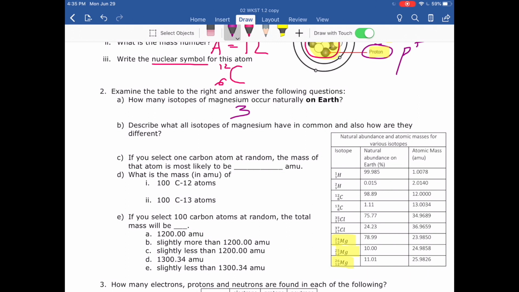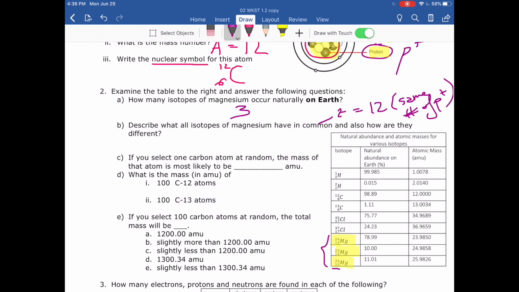As simple as that. The next one. Describe what all isotopes of magnesium have in common and also how they're different. So I need to actually look at the isotopes of magnesium. What do they have in common? Okay, so what they have in common is the atomic number. The atomic number is 12 for all of them. That means that they have the same number of protons. Okay? Well, because all of them are magnesium.